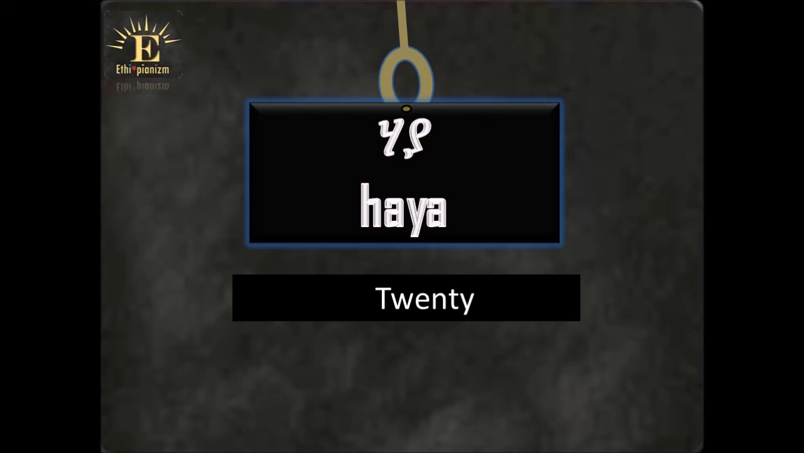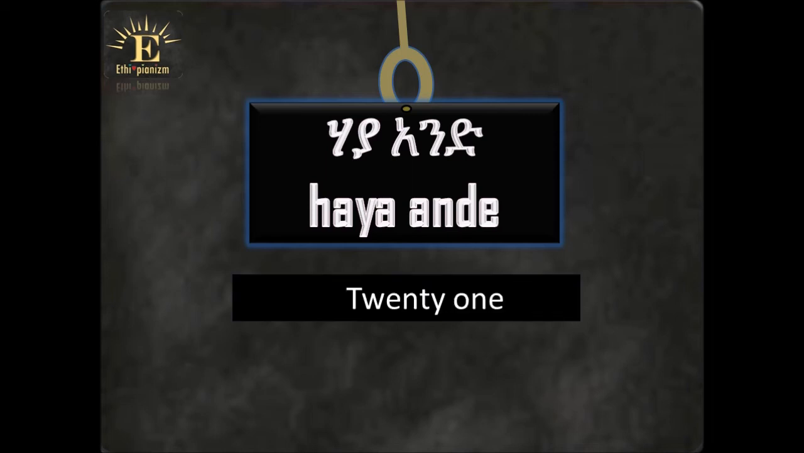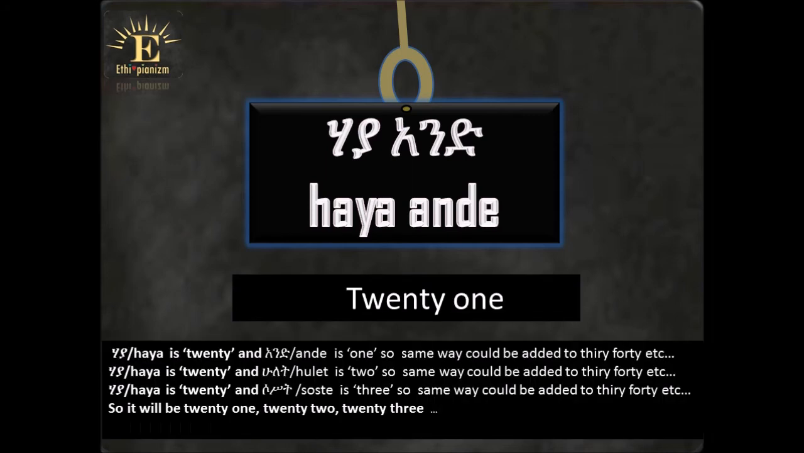Haya is 20. So the next one is going to be Haya and, Haya hulet, Haya sost. So Haya is going to be used like 21, 22, 23. Haya is 20, so just keep that in mind. Haya and is 21. Haya is 20 and is 1.